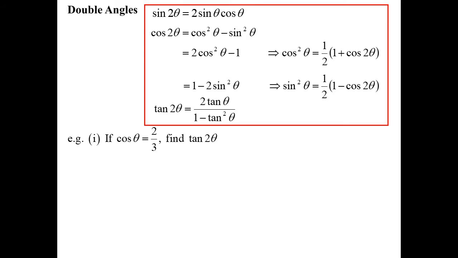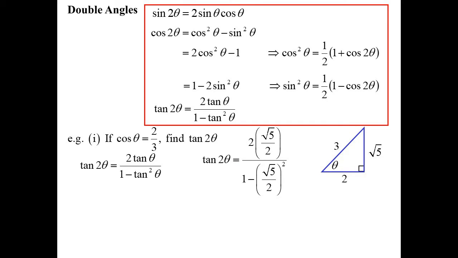So if cos theta is 2/3, find the tan of 2 theta. Well, let's draw a triangle up. 2/3 is the cosine ratio, so the opposite side there is root 5. So we can sub into our 2 tan theta over 1 minus tan squared theta, tidying all that up. Eventually, there it is, minus 4 root 5.